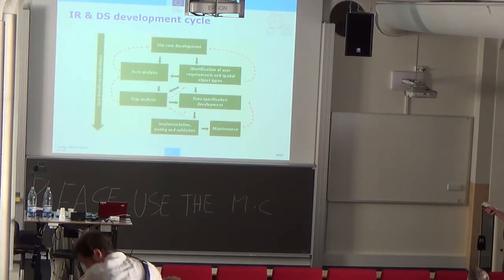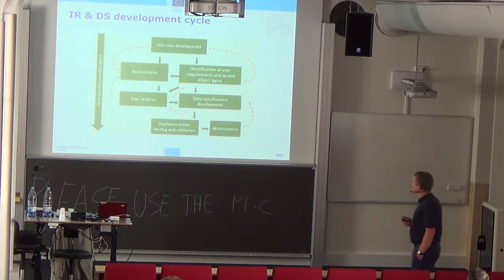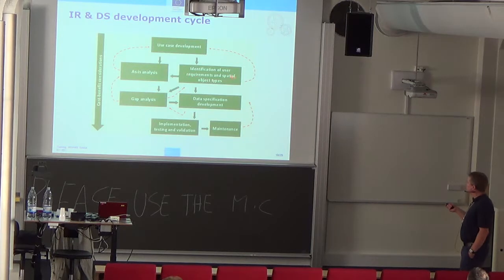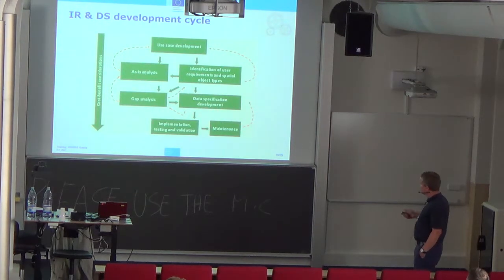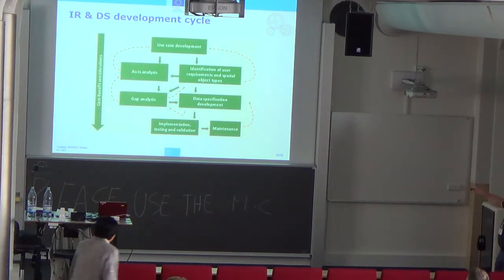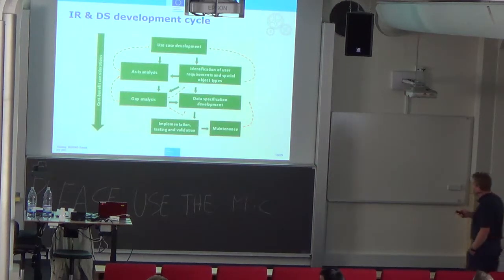Also, a lot of use cases were used for the development of the data specification. It started with as-is analysis, identification of user requirements and spatial object types, gap analysis, data specification development, implementation, testing and validation, and of course nowadays maintenance. Also, during the development, cost-benefit considerations were taken into account.